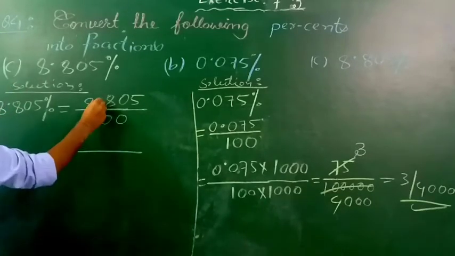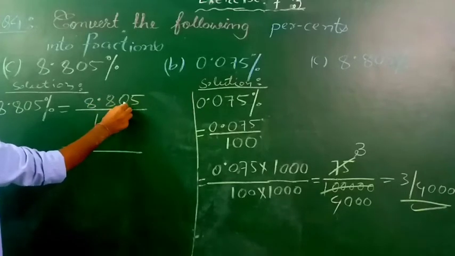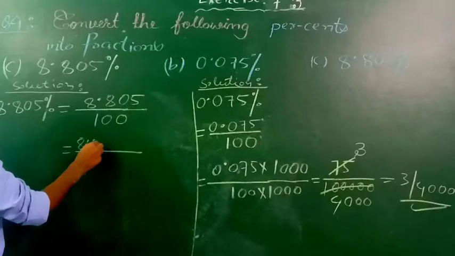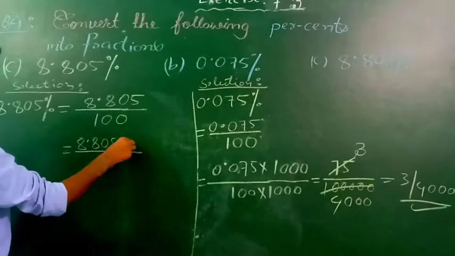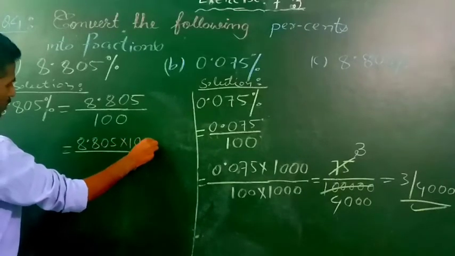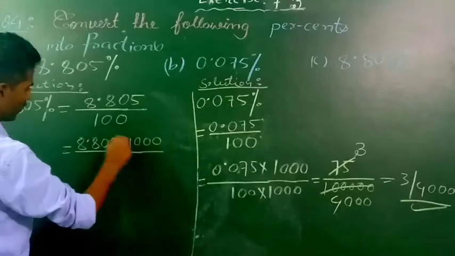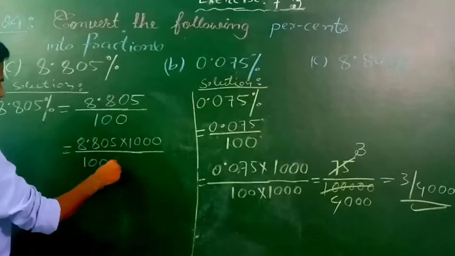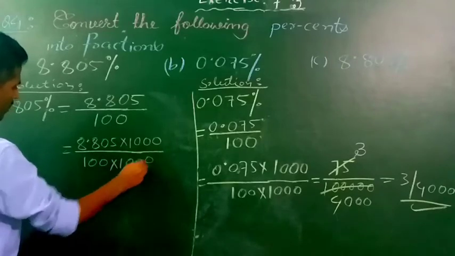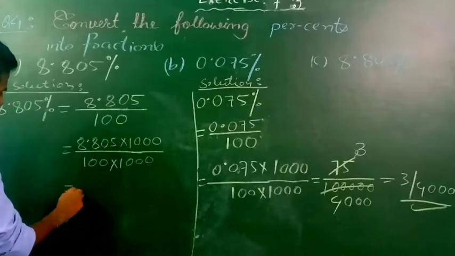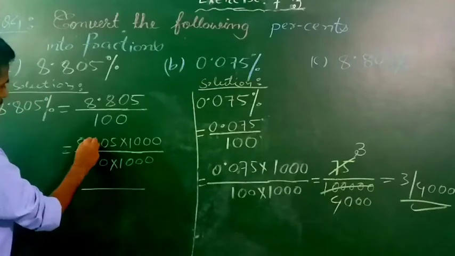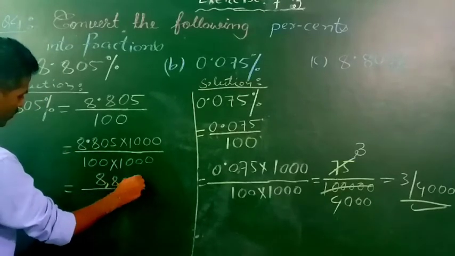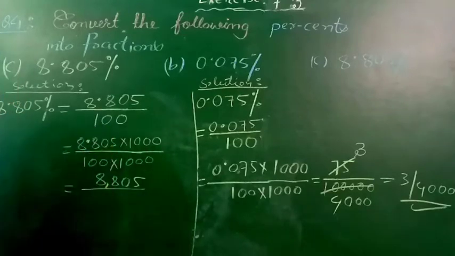Here the decimal is for how many digits? 1, 2, 3 digits. So what we'll do? We'll multiply by 1000 in order to remove the decimal. And since you multiply the numerator by 1000, you will multiply the denominator also by 1000. Right after multiplying by 1000, 8.805 will become 8805. So there will be no more decimal after multiplying.